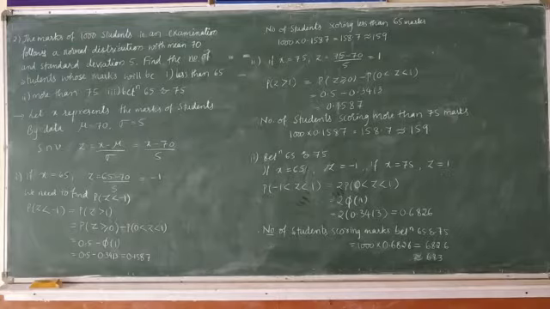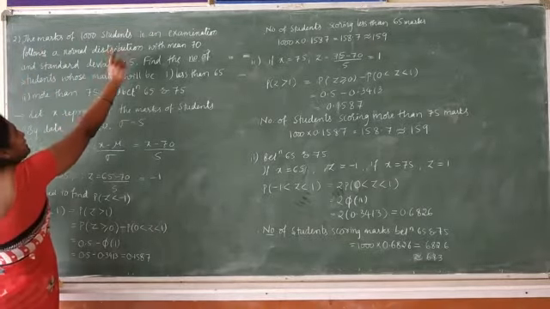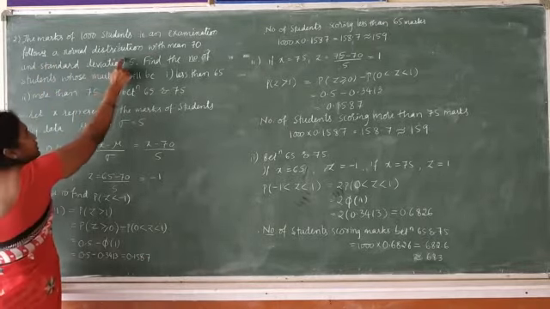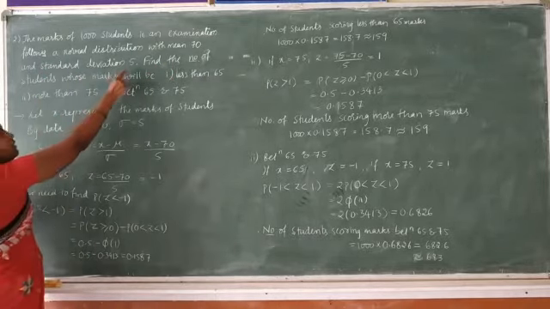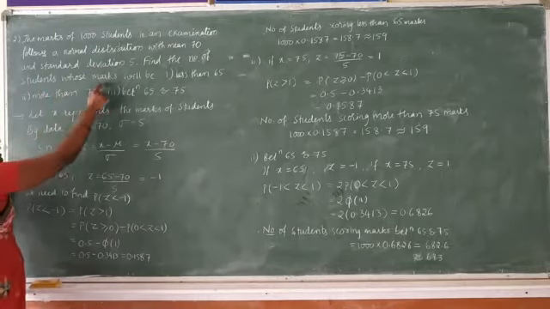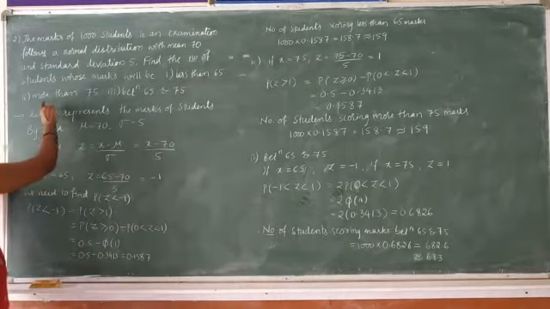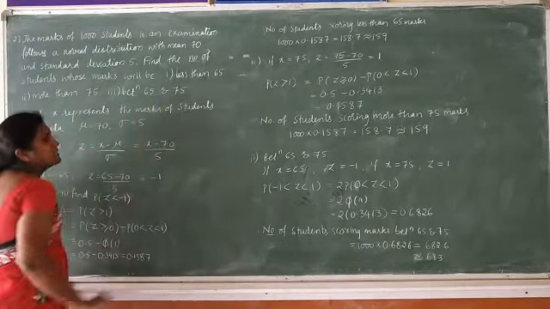Okay, let's have the next example. Second one: the marks of 1000 students in an examination follow a normal distribution with mean 70 and standard deviation 5. Find the number of students whose marks will be, first, less than 65, second, more than 75, third, between 65 and 75.